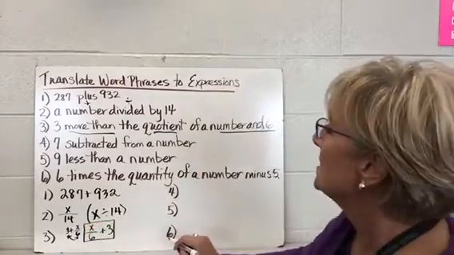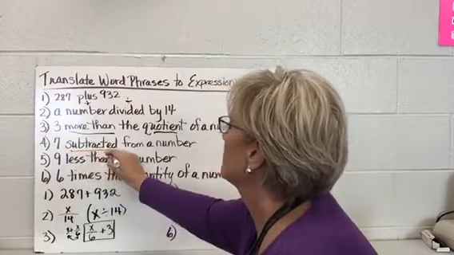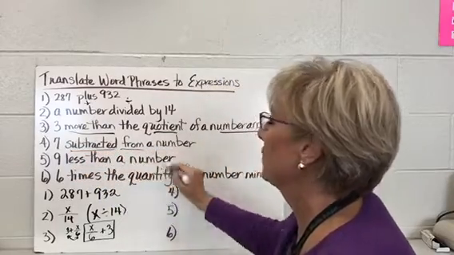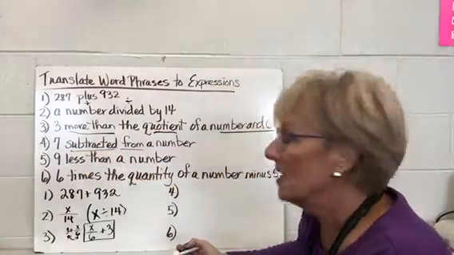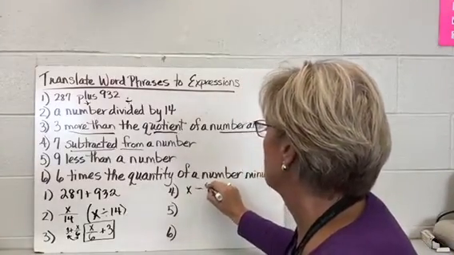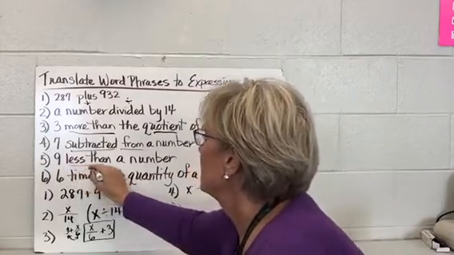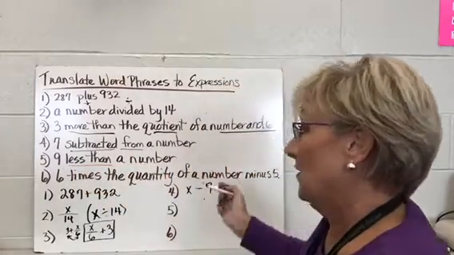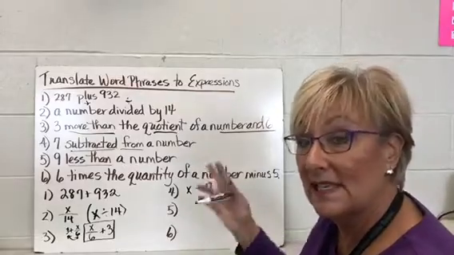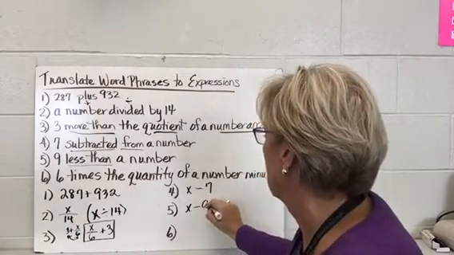Okay? 7 subtracted from a number, here's another one of these. I don't know what the number is, so I'm going to put it as X, and I'm going to subtract 7 from that number. 9 less than a number. I don't know what the number is, but I know it's less than, so I've got to flip-flop, so it's going to be X minus 9.